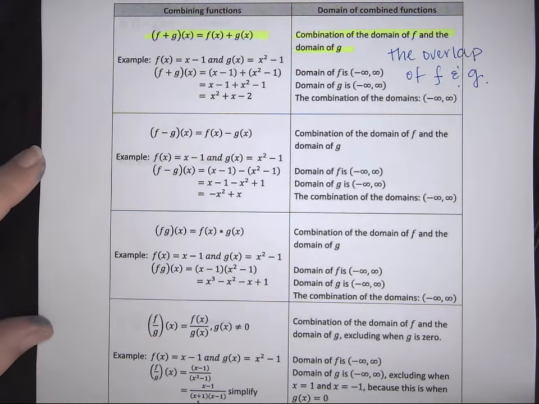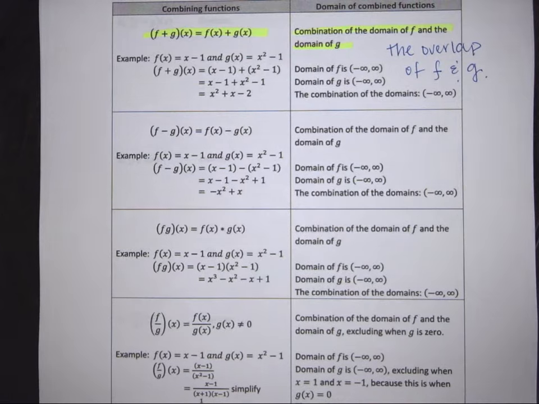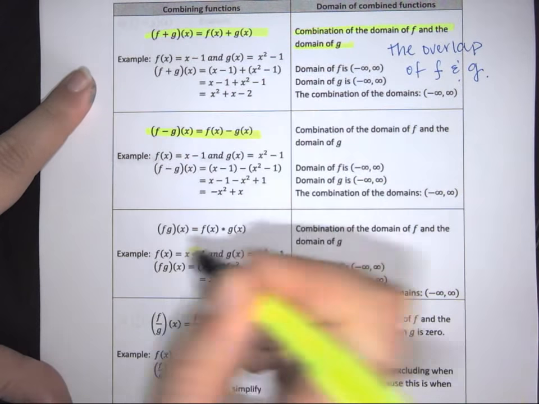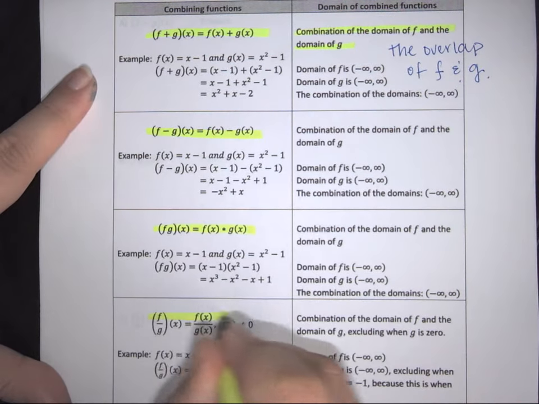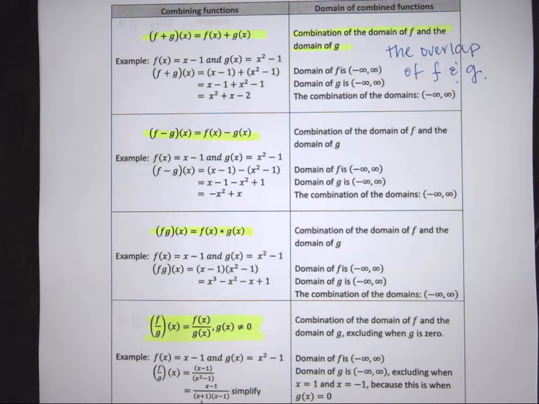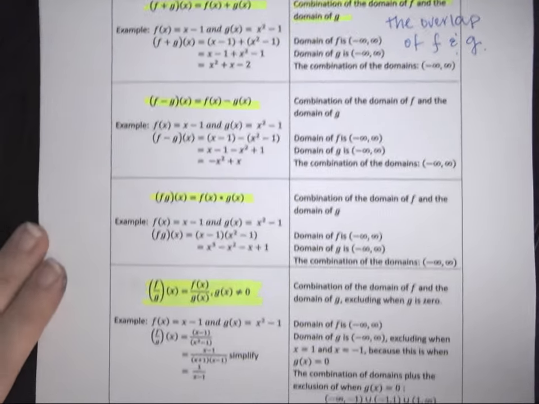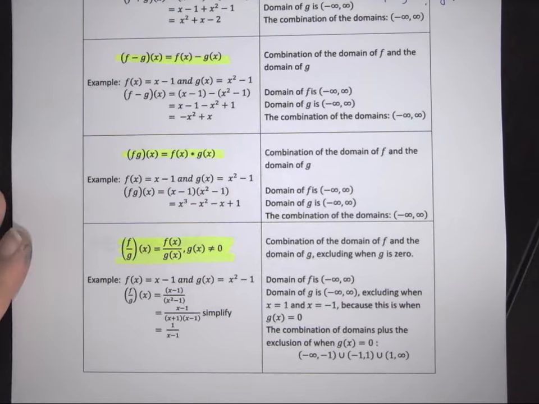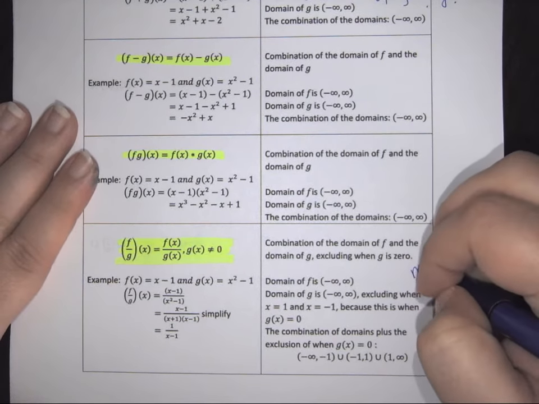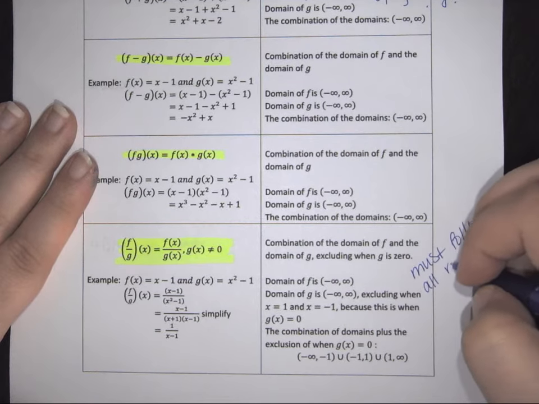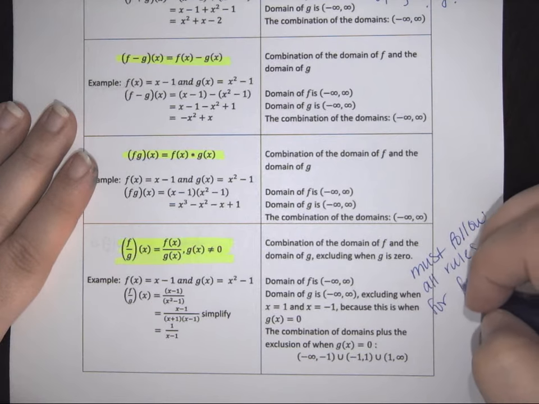Now, we do have 3 other operations in math that we use. The next one being subtraction, followed by multiplication, and last, your division. Now, the thing that you need to keep in mind about division is that it must follow your fraction rules. You must follow all rules for fractions.